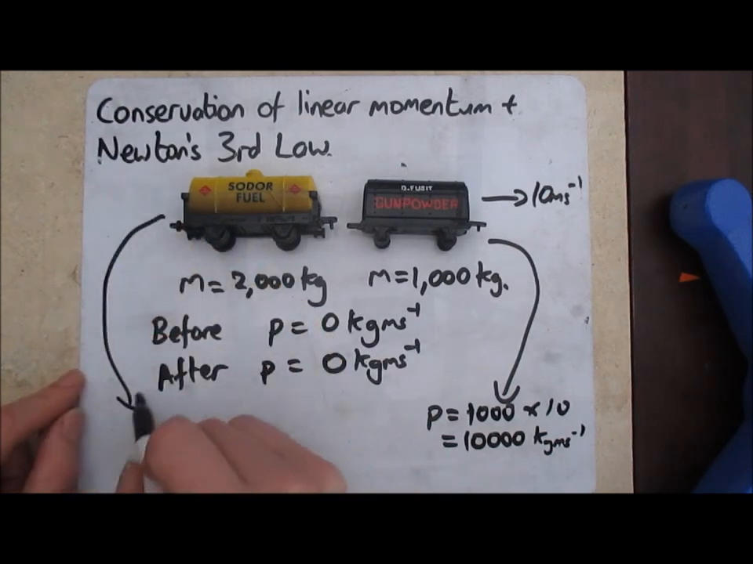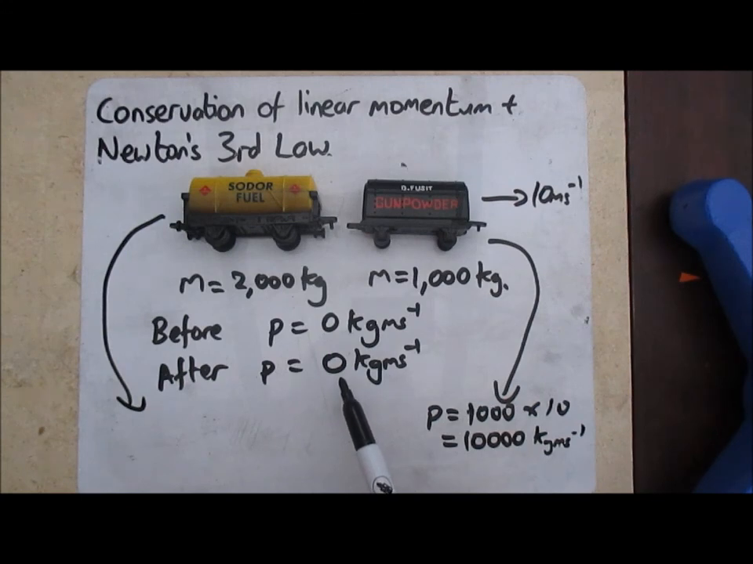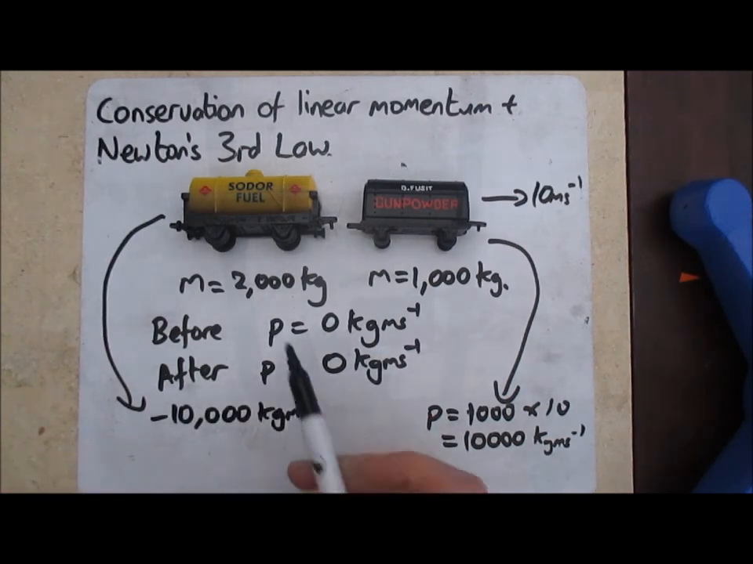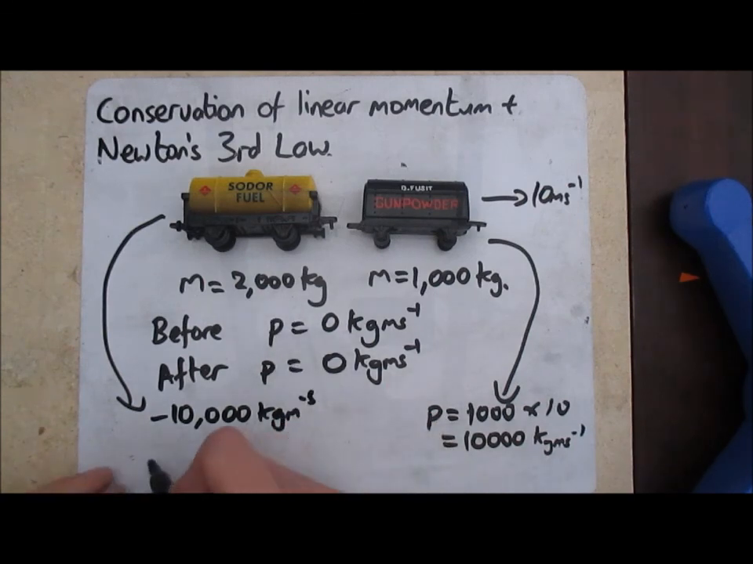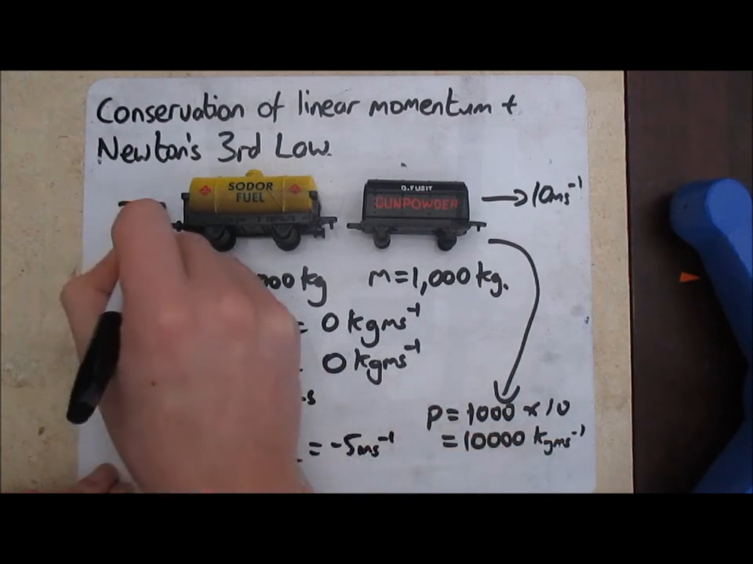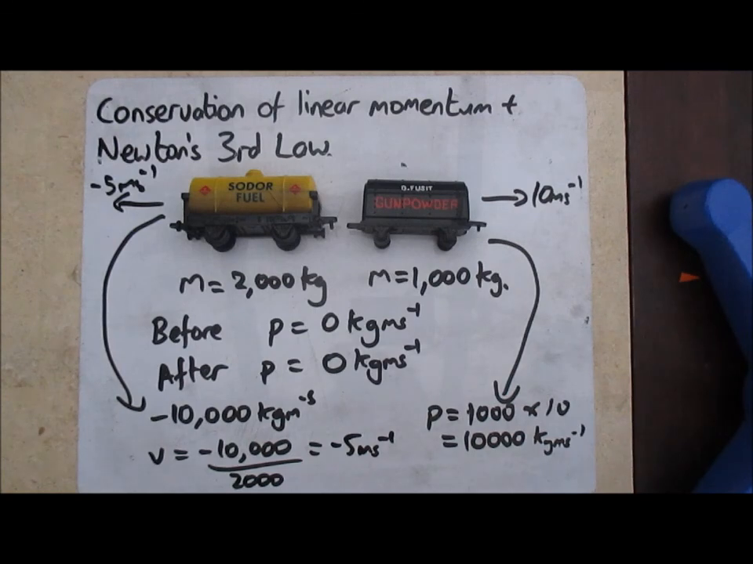That means that the fuel truck, in order to have a total momentum of 0, must have minus 10,000. Knowing that its mass is 2,000, we can find that its velocity is minus 10,000 divided by 2,000, which is minus 5 meters per second. So quite simple. It's the same methodology as when we looked at the collisions, but it's just thinking of things in the opposite direction.